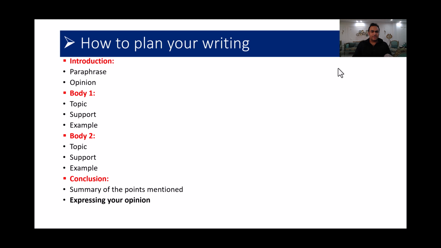In this slide, you can see the general structure of a writing task 2 essay. Introduction, which includes paraphrase and opinion, the 2 body paragraphs including topic, support, and example, and the concluding paragraph or conclusion, with a summary of the points mentioned and expressing your own opinion.